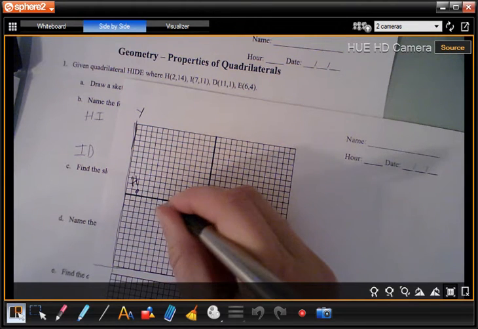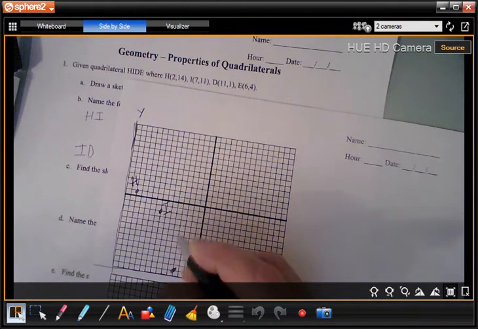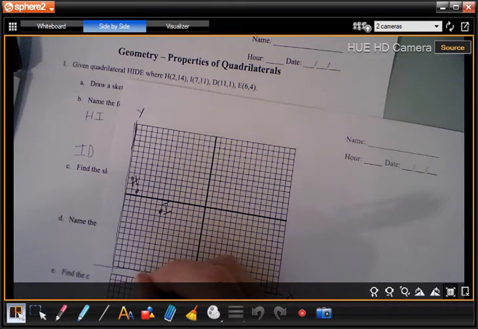That's I. Then I'm going to go over 11, up 1. That's D. And then I'm going to go over 6, up 4.